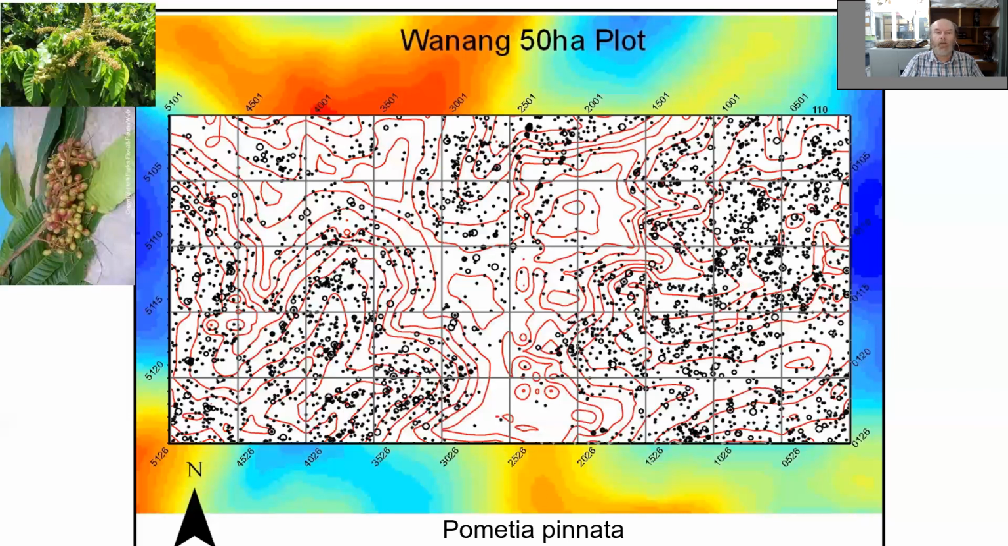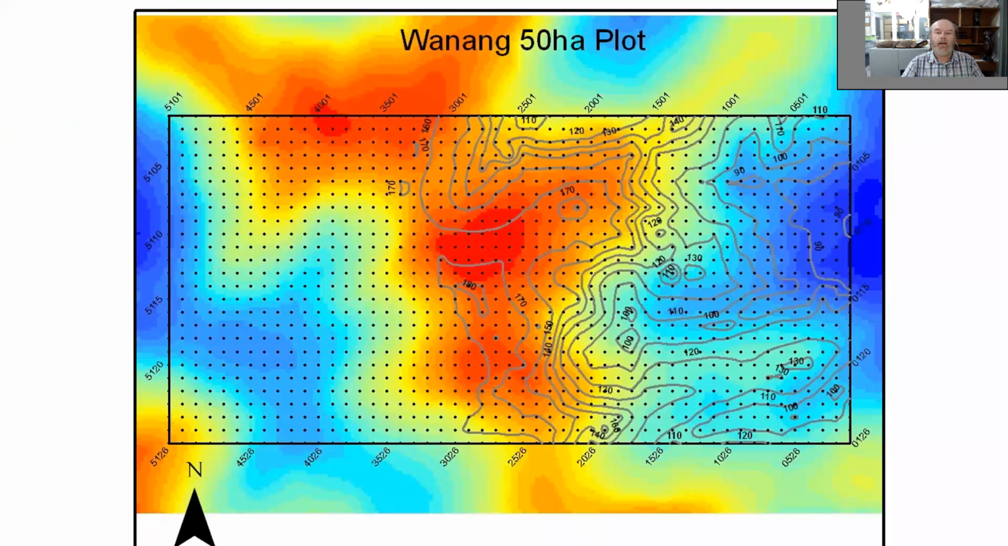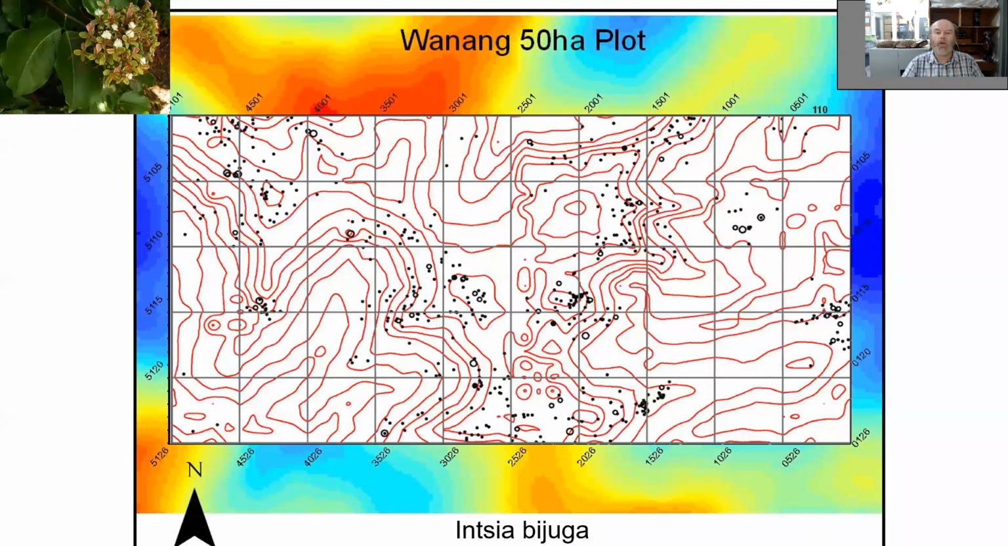Okay, when we go to another species, Intsia bijuga, that's a very valuable timber species. You see different patterns. You see that it's on the steep slopes, yeah, where the contour lines are dense. So again, that's sort of yellowish color. Yeah, so that's a very different distribution.